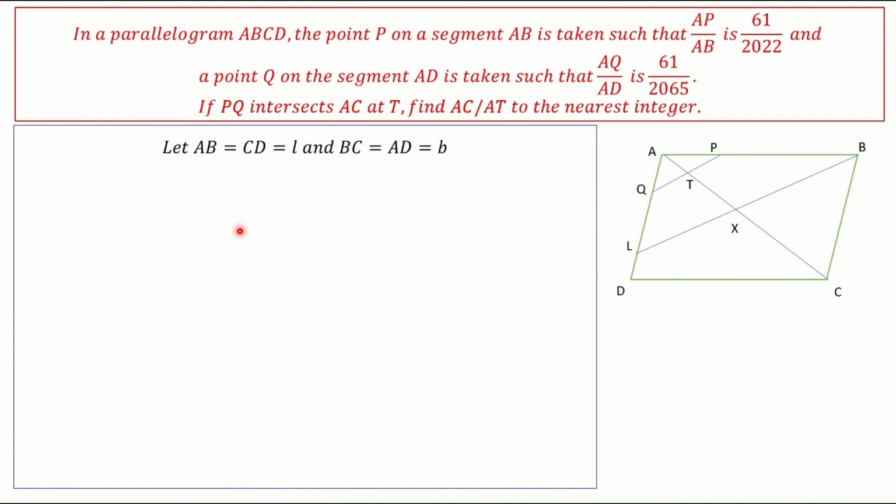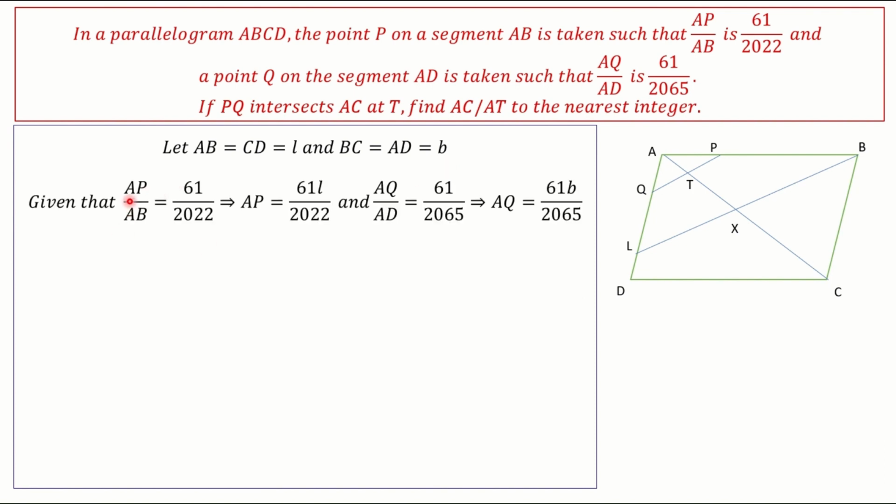Okay, so AB equals CD, let's say AB equals CD we know already. Let's say this is L, and BC equals AD we know. BC equals AD. Let's say this is B. Okay, now these are the given values. So AP equals, since AB equals L, I will call it 61L by 2022. Similarly, AQ equals 61B by 2065.